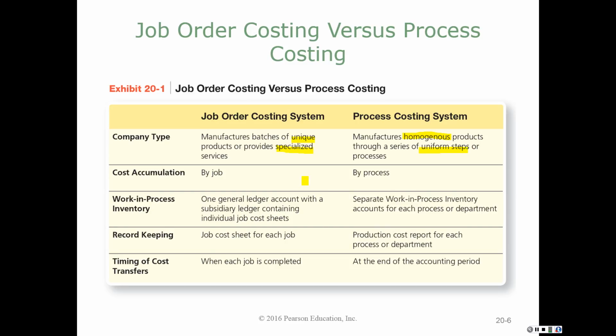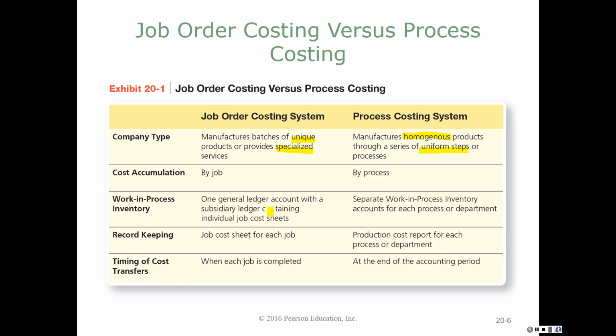In job order, the costs were accumulated by job, whether we were manufacturing building A, building C, building D, or a different type of smart learning pad. In the process costing system, we're going to accumulate these costs by process. It might be mixing, bottling, packaging, but we will accumulate costs by each process.